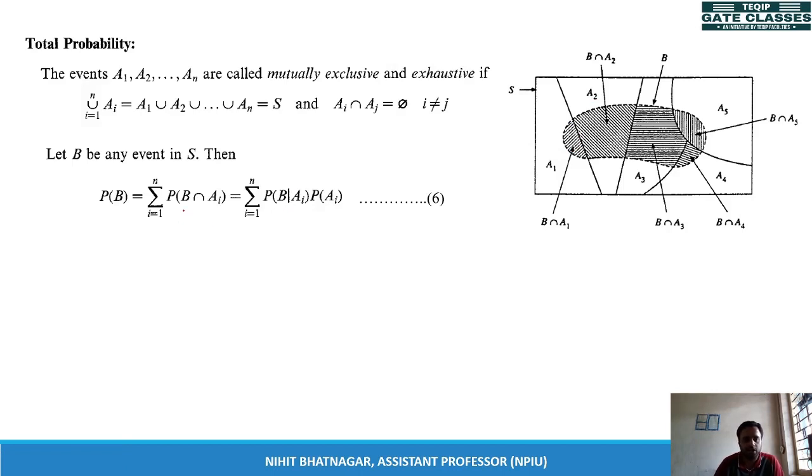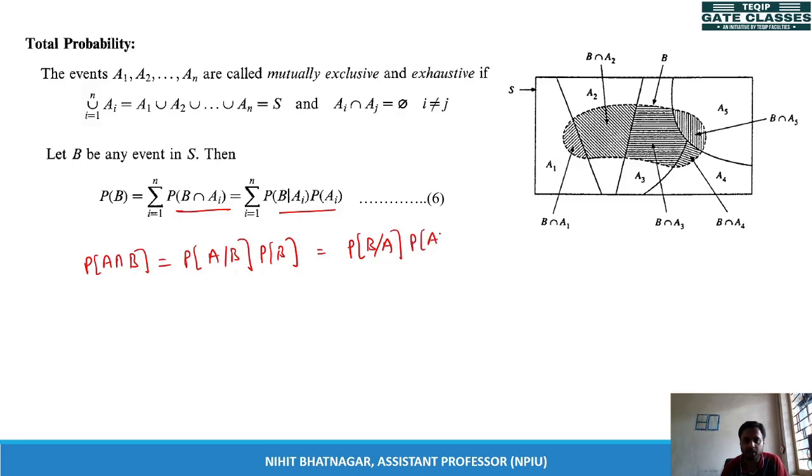Okay. Now you can see this is the joint probability of B and event A. So you can write this as a conditional probability. Now you know very well that the joint probability of event A intersection B is equal to the probability of event A given B as a conditional probability times the probability of event B, which equals the probability of event B given A times the probability of event A.